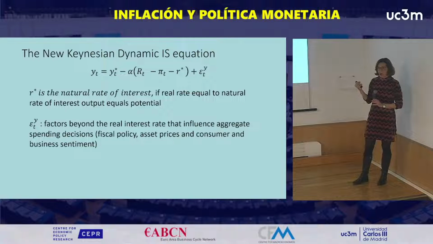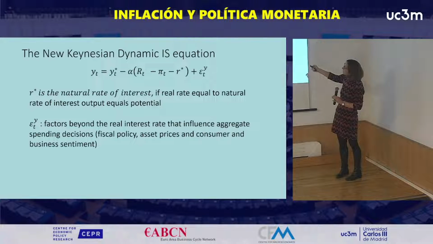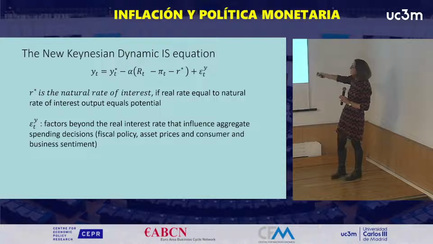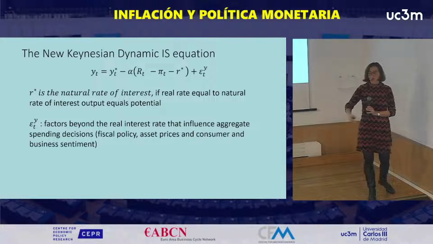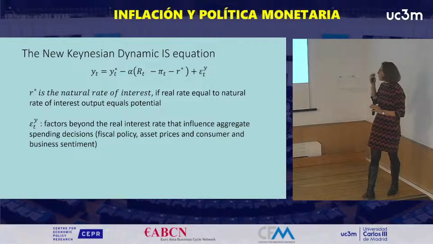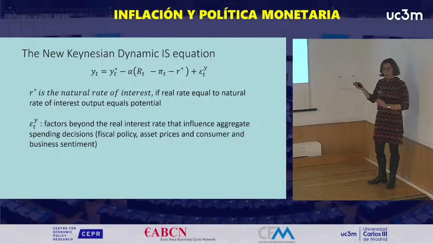What is this natural rate of interest? It's the rate of interest such that if we manage to equate the real interest rate in the economy to this rate, we are going to have output equal to potential in the absence of any demand shocks. What are these shocks? These are factors beyond the real interest rate that can affect the evolution of output. So this can be fiscal policy, net exports, asset prices, consumer sentiment, whatever you want to put there.